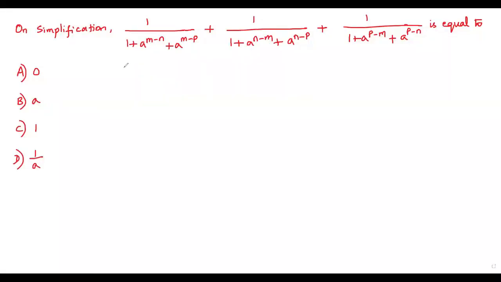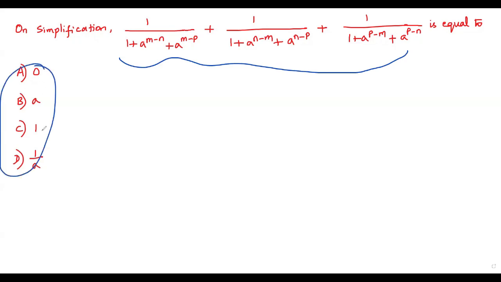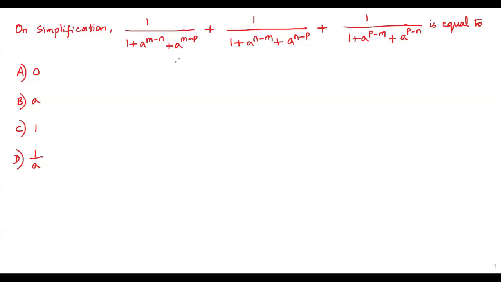Here we have a SAT math problem. Okay, let's go to the question. On simplification, the given expression is equal to what? So here we have four answer choices. In each answer choice, we have the stuff that can be equal to this given expression. That's what we have to find.